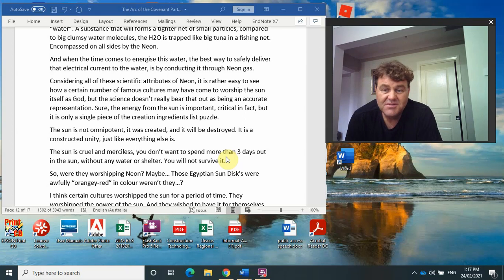Maybe those Egyptian sun discs were awfully orangey red in colour, weren't they? Most of the ones I recall seeing were a rusty reddish colour, very orangey red. I've seen a couple of yellows around, but we've got to remember too, with looking at the Egyptian glyphs, that's a 2,500 year time span that we confirm and know of, and a lot changed during those 2,500 years. Things were reinvented, reimagined, reassigned.